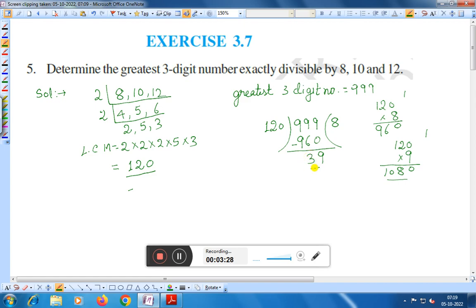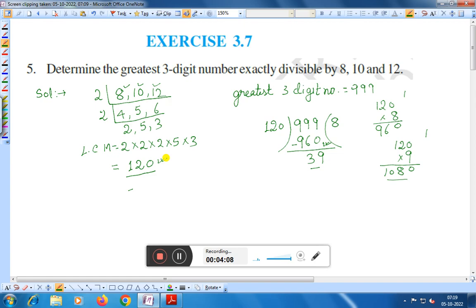Right? That is, 999 is not divisible by 120. Therefore, which is divisible? That is, we can say that 960 is divisible by 120. That is, 120 into 8 is equal to 960. Therefore, you can say that 960 is the greatest 3-digit number exactly divisible by 8, 10 and 12. Right? And we have found out the LCM, that is lowest common multiple, is 120. Now, since 960 is divisible by 120, 960 is also divisible by 8, 10 and 12, right?